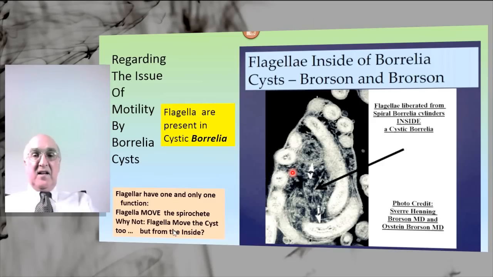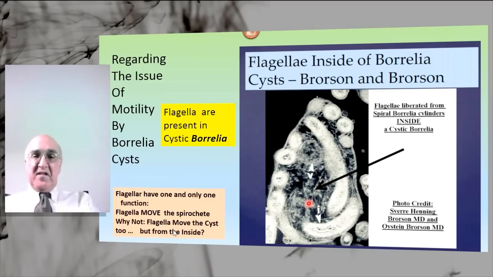Here are flagellae. Flagellae are what make the Borrelia move. Flagellae are the little ropes that are connected to little motors that make the Borrelia move in body and fluids. They are the agents of motility. They're like the outboard motor for Borrelia. Now, normally, the Borrelia flagellae are inside the region between the cylinder or the spiral form and the outer surface membrane, which is here. But in the cyst, they are released.